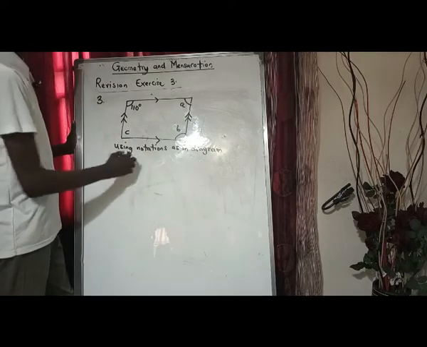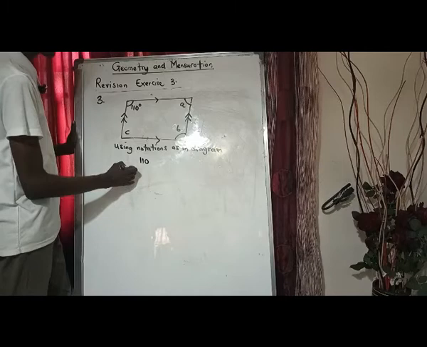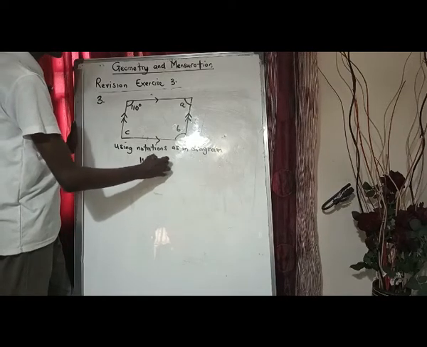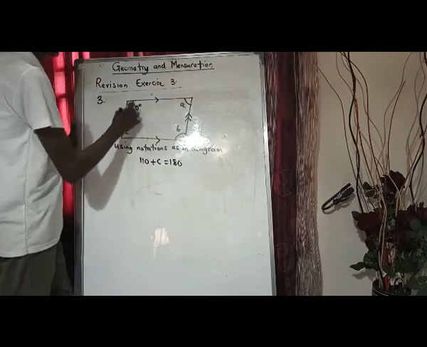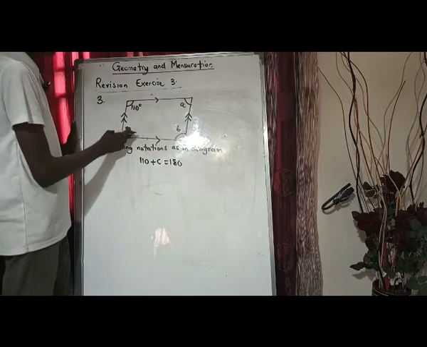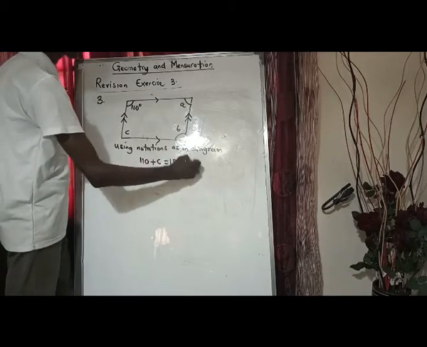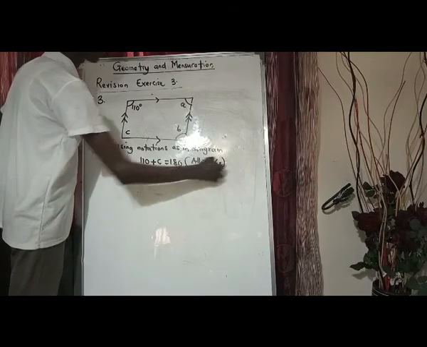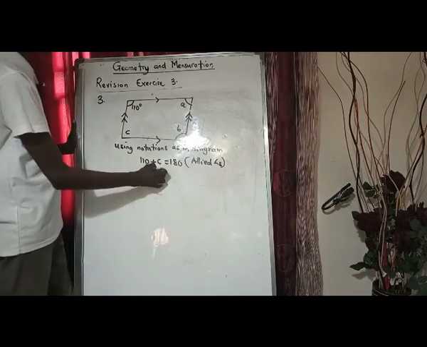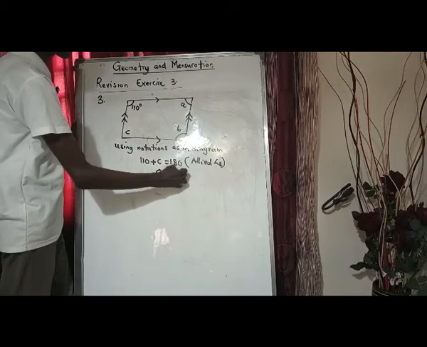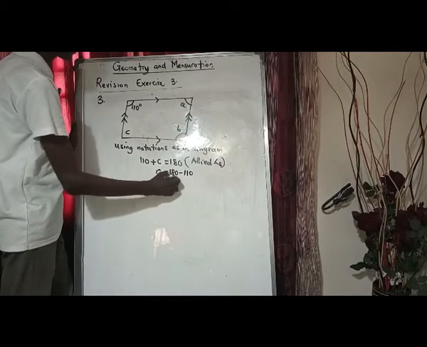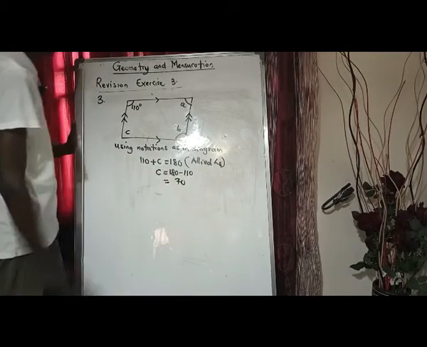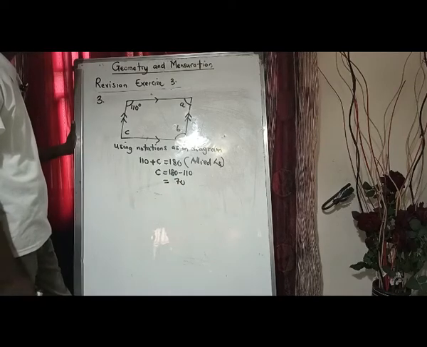Now, 110 plus C is equal to 180 degrees. Why is that? Allied angles. Allied angles are supplementary. So that means that C will be 180 minus 110, and that will simply be 70 degrees.